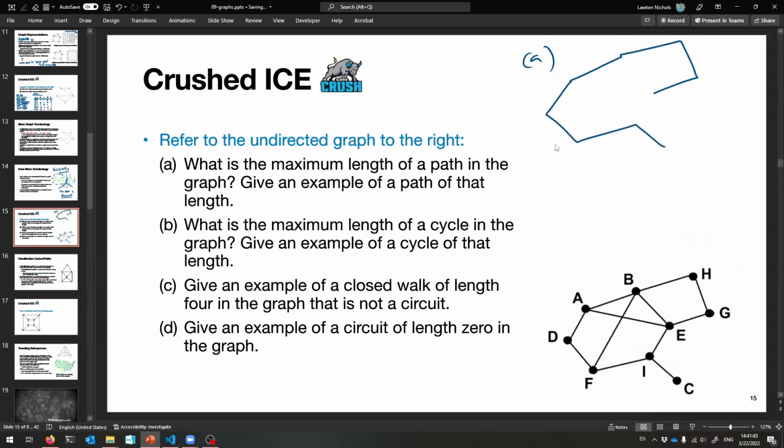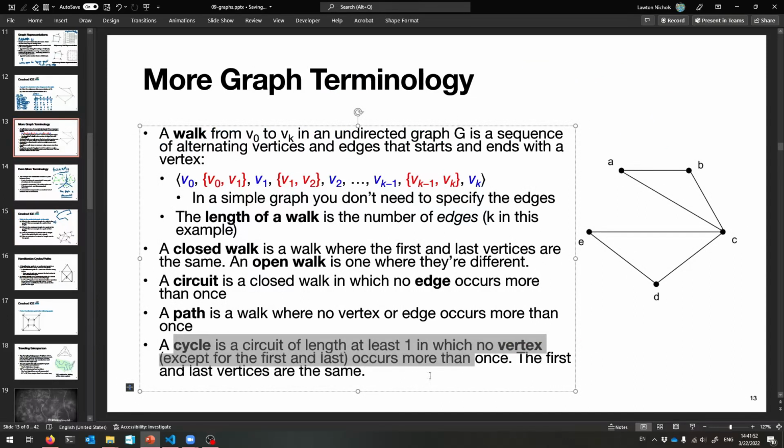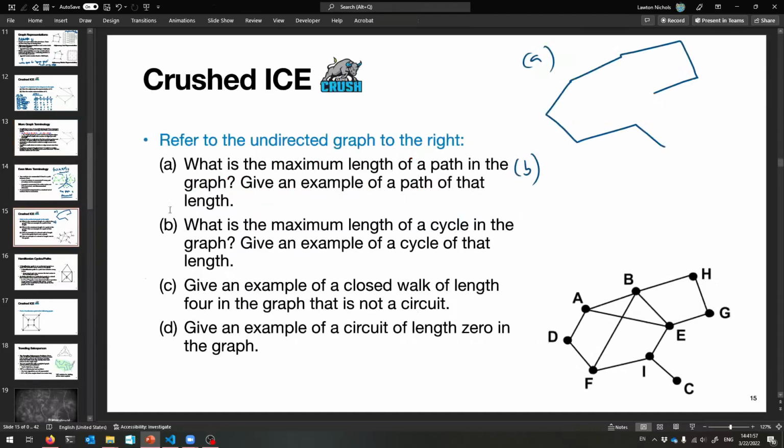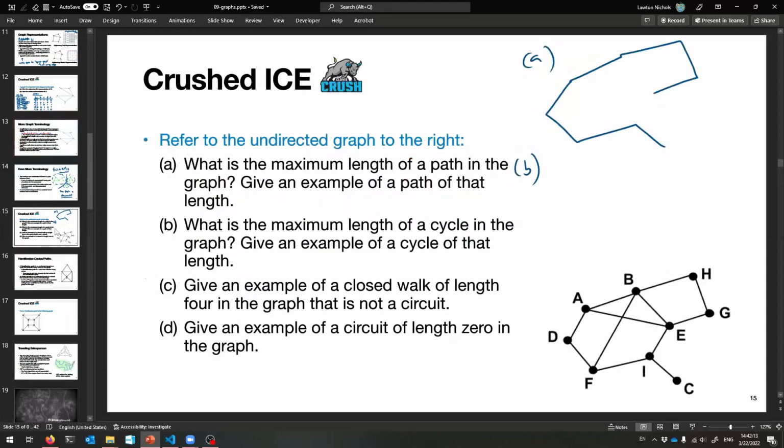B. What is the maximum length of a cycle in the graph? So a cycle cannot duplicate vertices again, except for the starting and ending one. So I can kind of take what I did. The maximum cycle that we could have is one that visits everybody and wraps around. Let's see what we can do there. No vertex occurs more than once except for the first and last ones. So we can't actually have a cycle visiting everybody, can we?